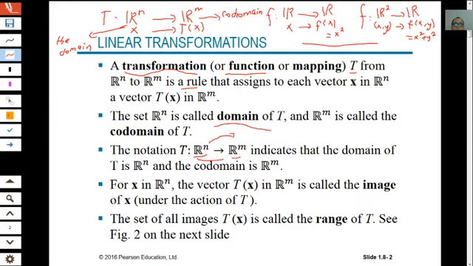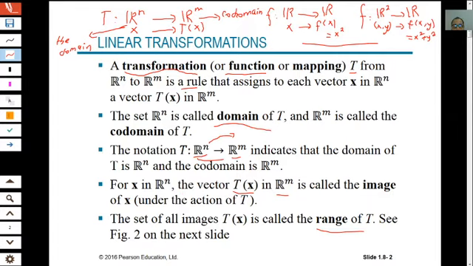For x in R^n, the vector T(x) in the codomain is called the image of x under the action of T. The image of x is written as T(x), and this is a vector in the codomain R^m. The set of all images is called the range of T. The images of all vectors in the domain form a set of vectors in R^m, which can be the whole codomain or a subset of it. So it is called the range of T.